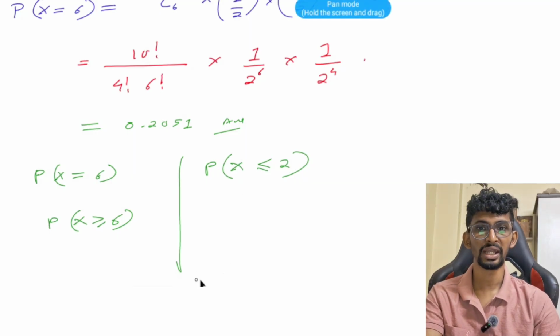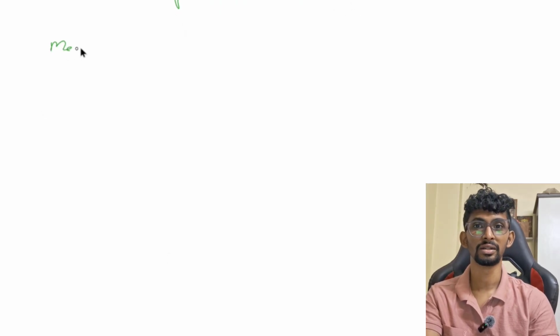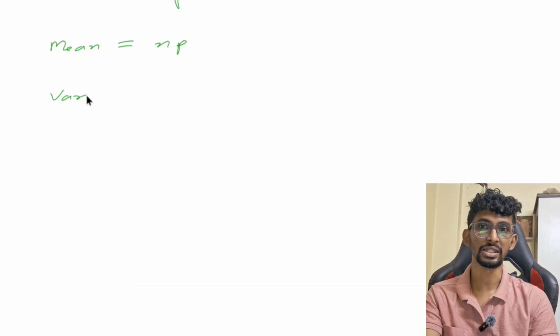Now next, a few more formulas are there. For a binomial probability distribution, the mean is equal to np, where p is the probability and n is the number of trials, and the variance is equal to npq.